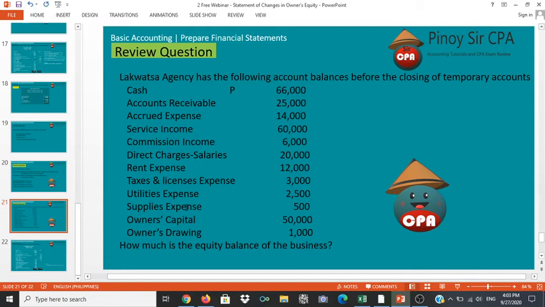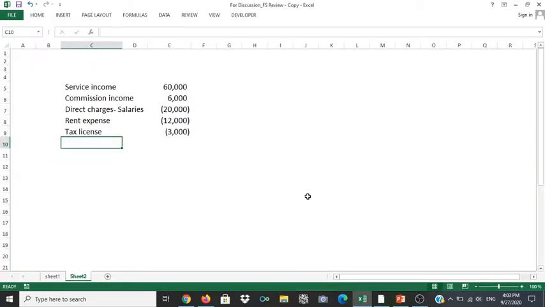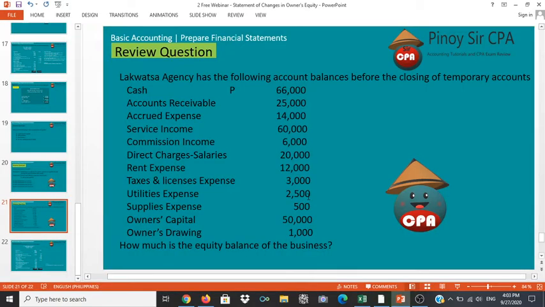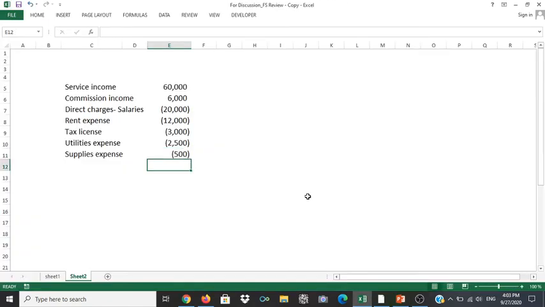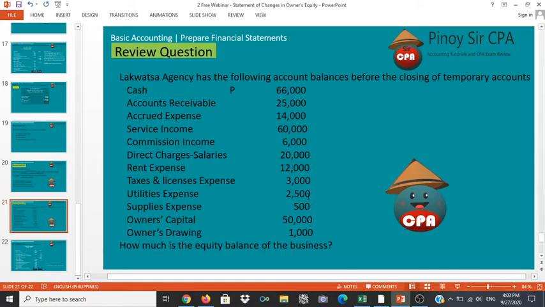Then we have utilities and supplies. 2,500 and 500. So, sulat natin. Utilities and supplies expense. You have deduction of 2,500 and deduction of 500.